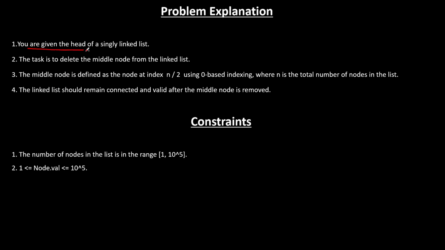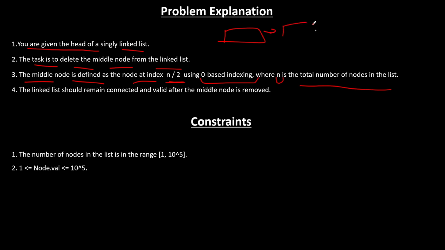Okay. So you're given the head of a linked list. Fine, let this be the head. The task is to delete the middle node from the linked list. The middle node is defined as the node at index n by 2 using zero-based indexing, where n is the total number of nodes in the linked list.